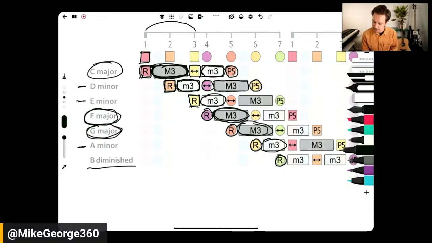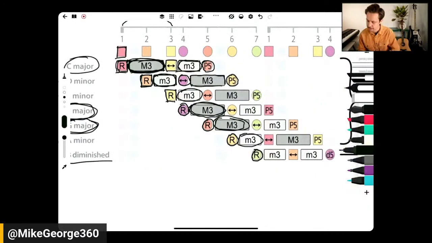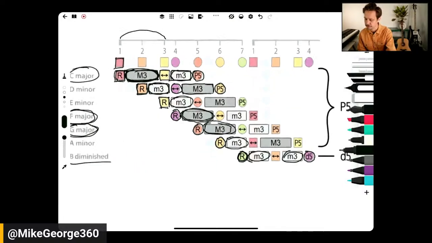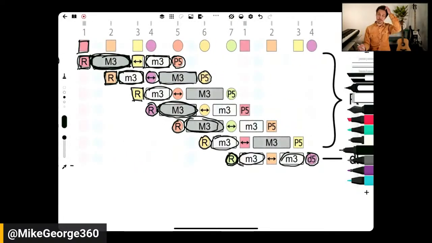And then this diminished chord is made up of a root note, B in this case, followed by a minor third and another minor third that together, if you add up those two minor thirds, you get a diminished fifth, which is basically just a flatted fifth.